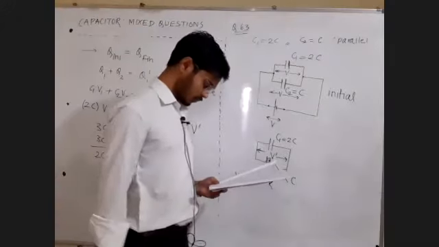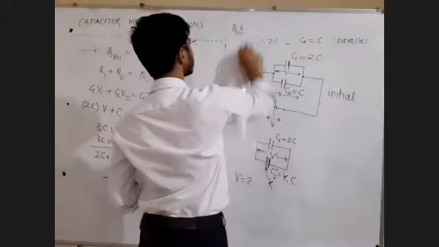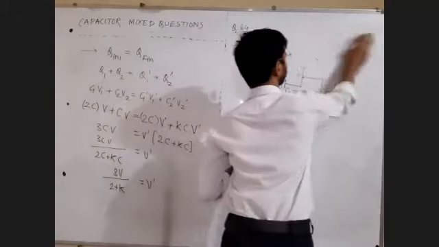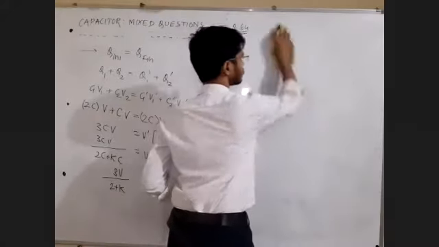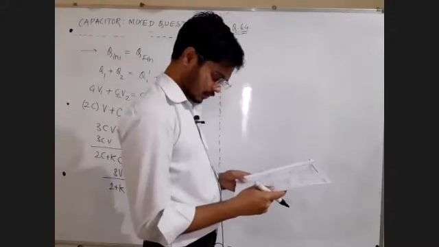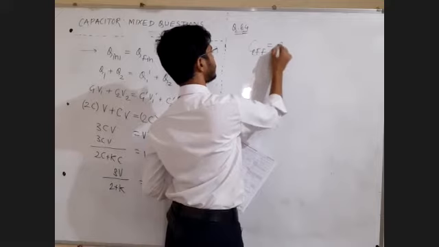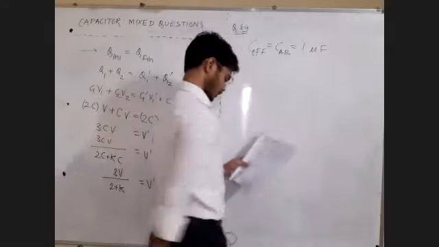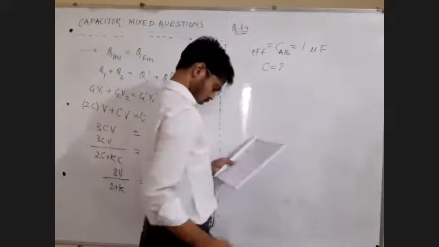Next. Question number 64. In the following circuit, the resultant capacitance between A and B is 1 microfarad. The value of C is, and the circuit is this.